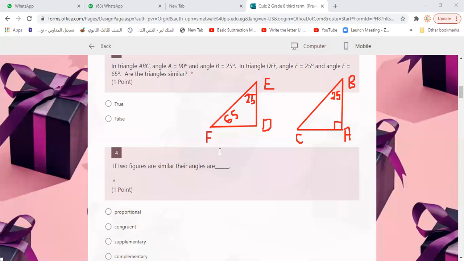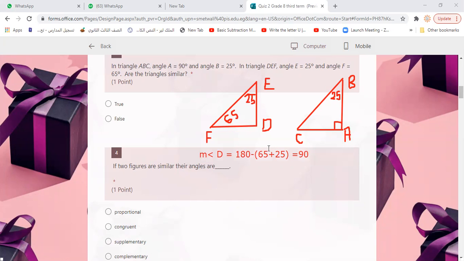Before you take your decision, you have to calculate the missing angle in the triangle, because here we don't have enough information to say that they are similar. So in the second triangle, we will find the measure of angle D. How will we find it? By using 180 minus 65 plus 25. We will find that the measure of angle D equals 90.